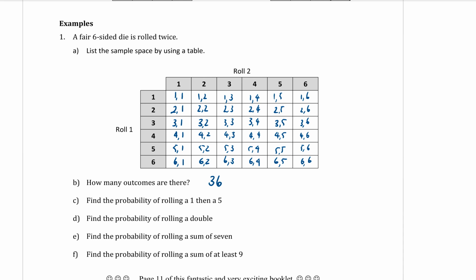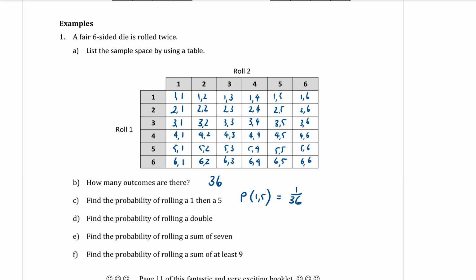Part C, find the probability of rolling a 1, then a 5. The way that is written means that the order is important, doesn't it? The 1 has to be first, then the 5. So 1, then 5 means it's that box there. Only one possible outcome out of 36. It is not 5, 1. The order's wrong for that one, isn't it? Okay? So the probability of a 1, then a 5 is 1 out of 36.